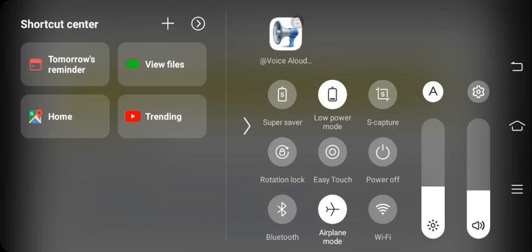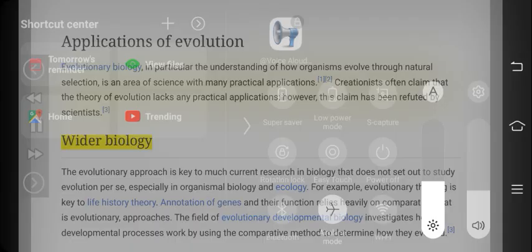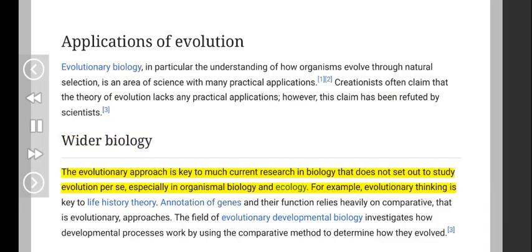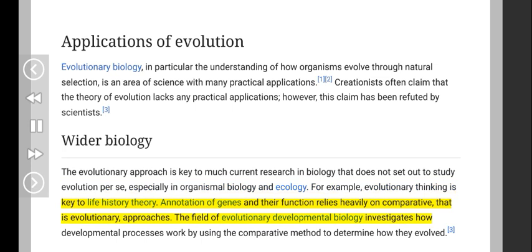Wider biology. The evolutionary approach is key to much current research in biology that does not set out to study evolution per se, especially in organismal biology and ecology. For example, evolutionary thinking is key to life history theory. Annotation of genes and their function relies heavily on comparative, that is evolutionary, approaches. The field of evolutionary developmental biology investigates how developmental processes work by using the comparative method to determine how they evolved.